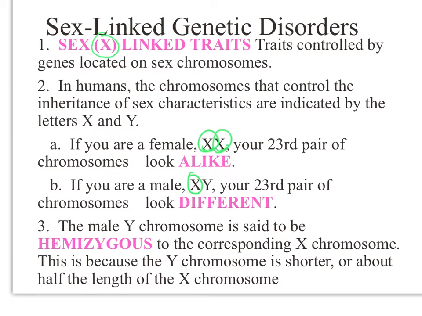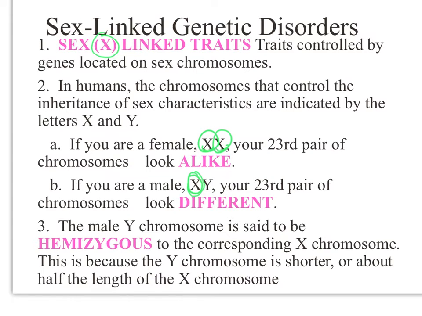Okay, so if you're a girl, you have two X's, and if it's a recessive disease, then you would have to receive the disease on both of the X's. And girls can be carriers for these sex-linked recessive diseases. If you're a male, it's either on your X or it's not. You either have it or you don't.